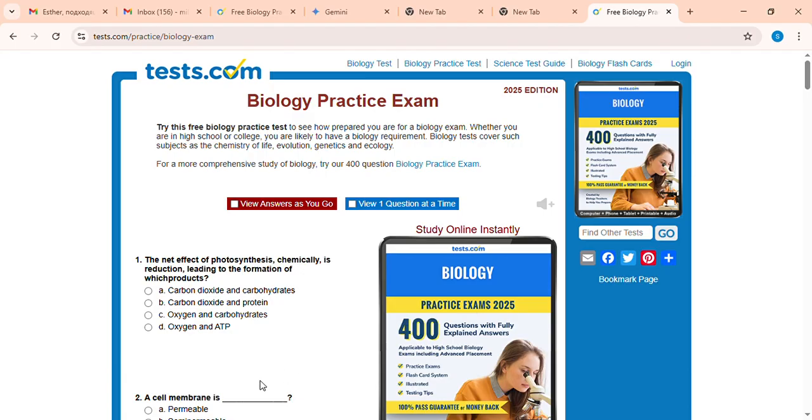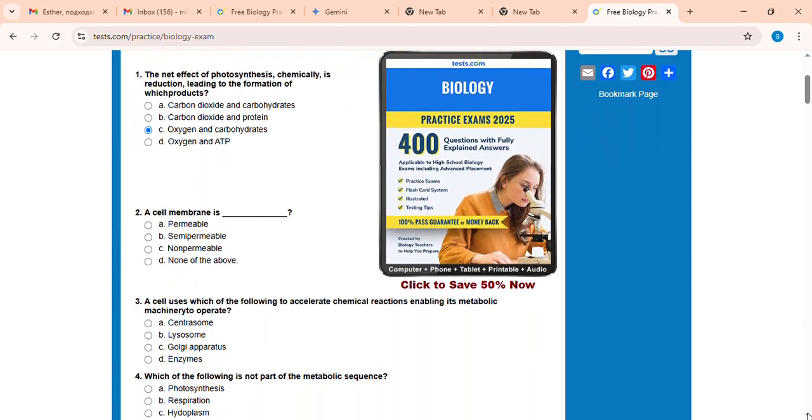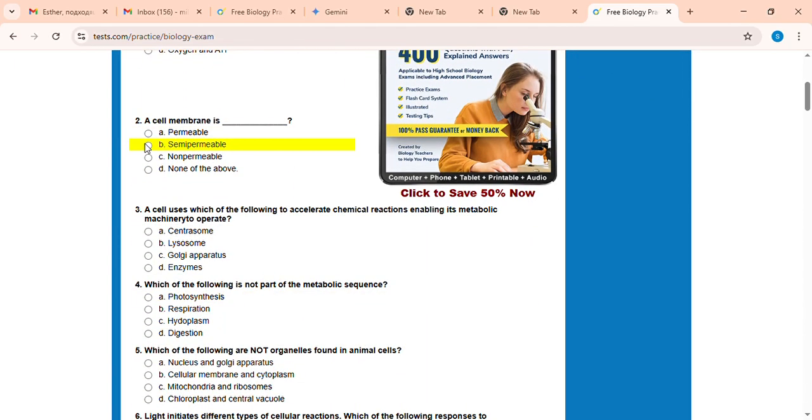exam together. Let's see. It says the net effect of photosynthesis, chemically, reduction. Okay, formation of byproducts, always carbohydrates. How do I scroll down? Okay, cell membrane is semi-permeable. Cell uses which of the following to speed up, accelerate? Has to be enzymes. Yes, there is enzymes.